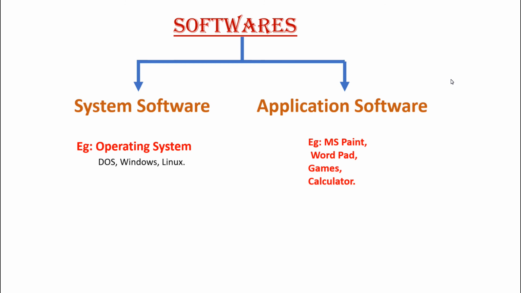That means this MS Paint is designed for what we are using MS Paint? Is it for typing? No, it is for drawing. That is the purpose of MS Paint software. That application softwares are softwares designed to perform a specific type of job.